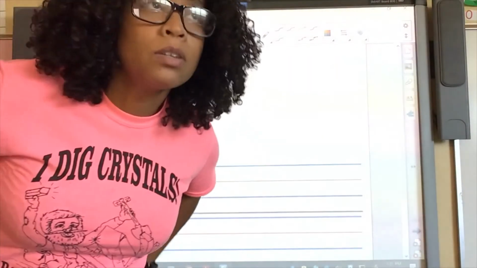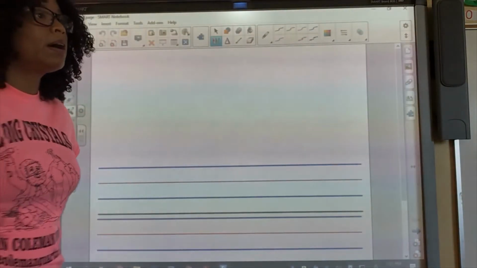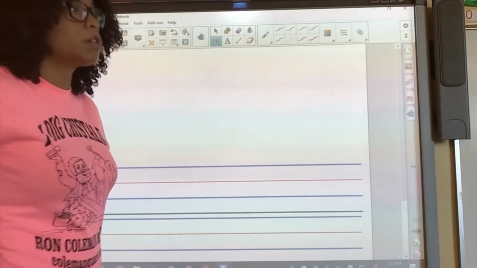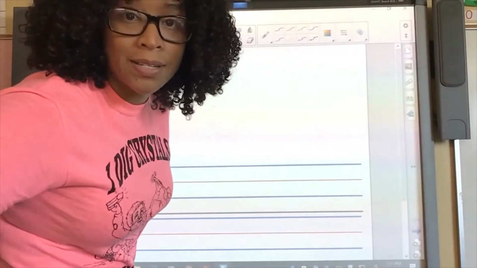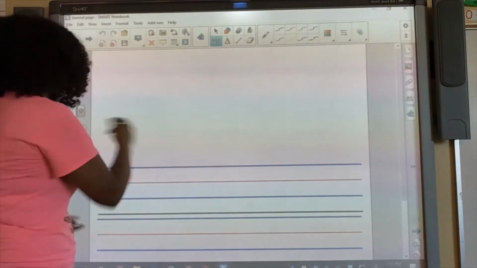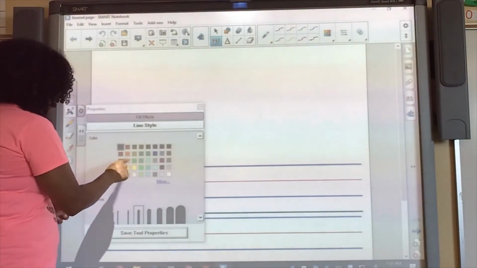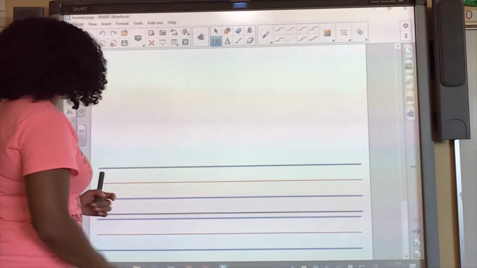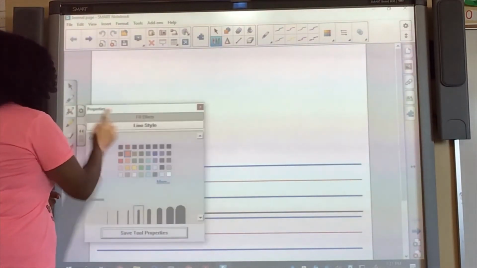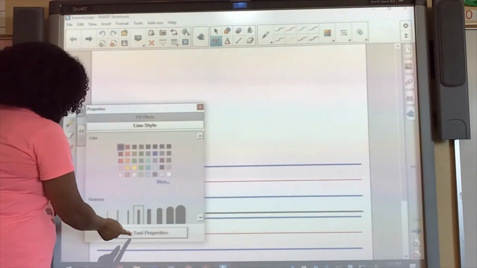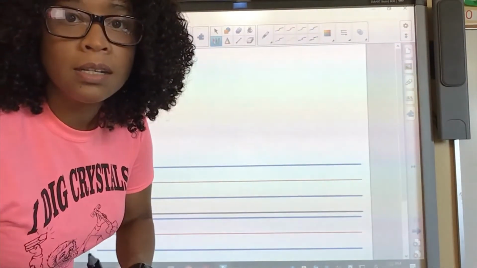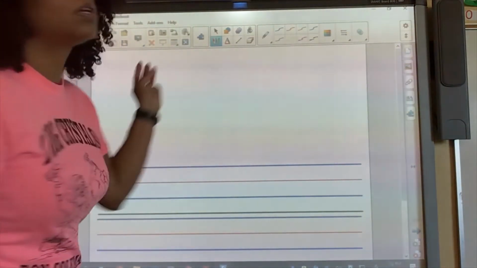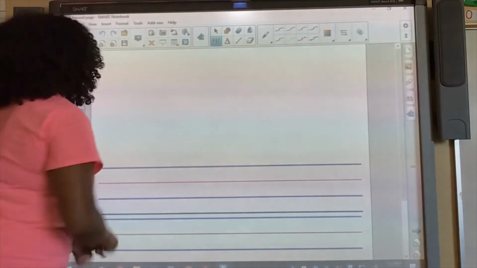Okay, let's illustrate. How about, let's see, we'll stick with the sports. Baseballs, footballs. How about we illustrate some basketballs? Yeah, let's do basketballs. I'm gonna grab my dark orange. First, I'm gonna start off with black. Then I'll grab dark orange. Let's illustrate, how about 3 basketballs?